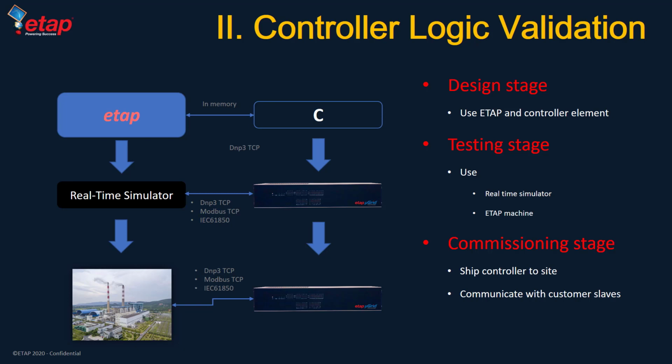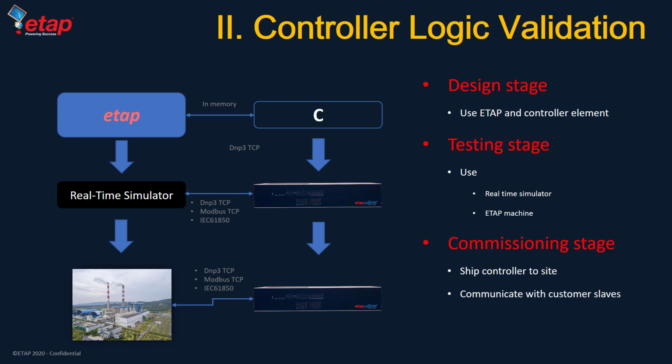In the testing stage, we deploy both the electrical model and the controller model to separate hardware. The ETAP model typically goes to a dedicated real-time simulator. The controller model goes to the microgrid controller hardware. Then, these two independent pieces of hardware communicate over supported protocols in a controller hardware-in-the-loop arrangement.